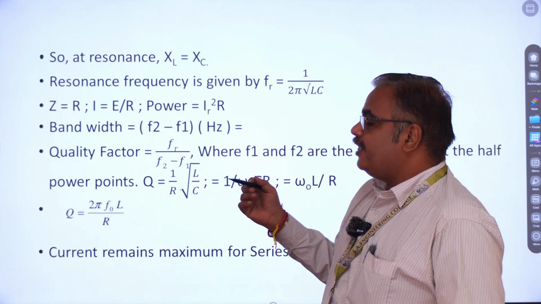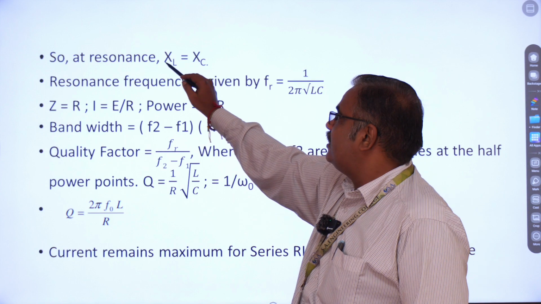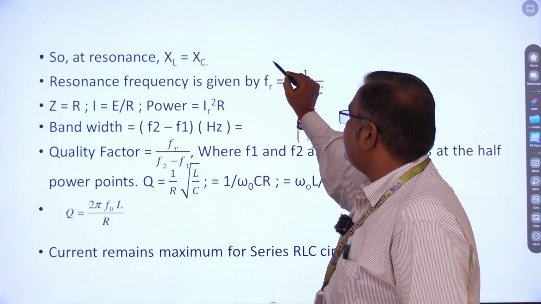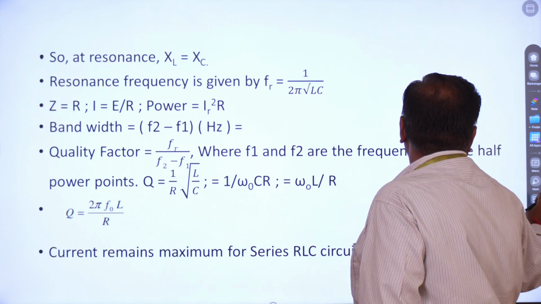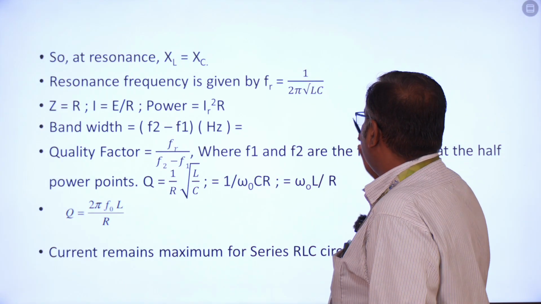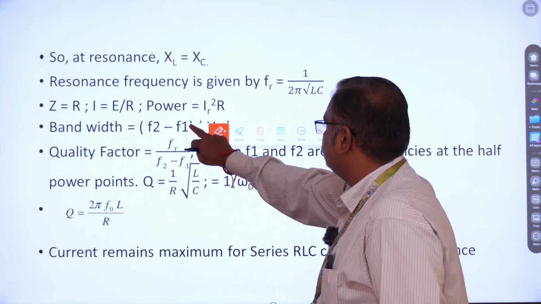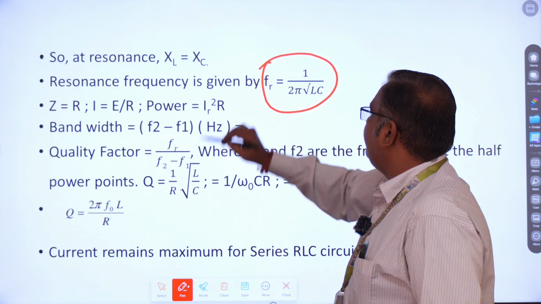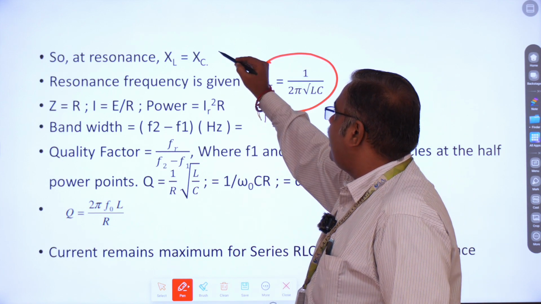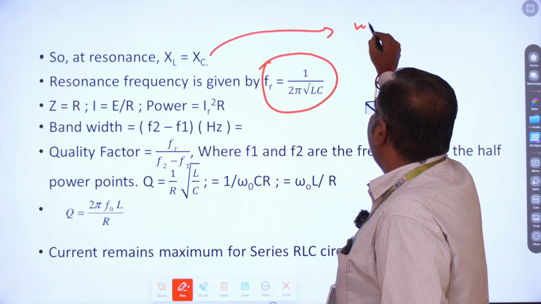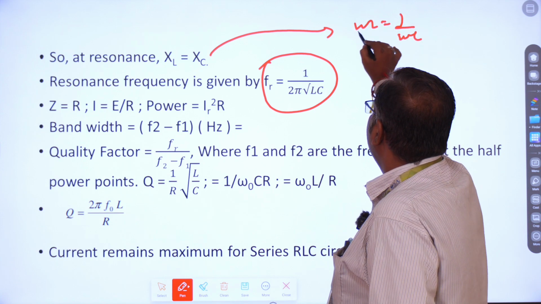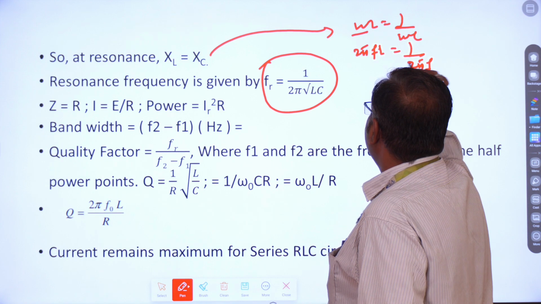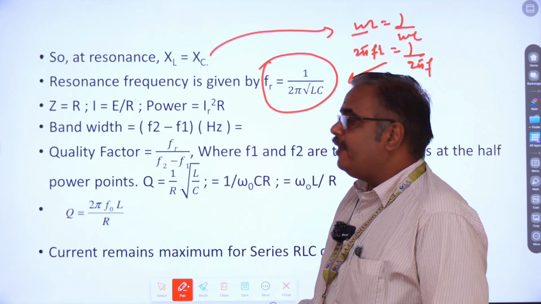Right. So now, as we discussed, I told you that the resonance condition for an RLC series circuit is XL equal to XC, and the resonant frequency. So the resonant frequency is FR equal to 1 by 2 pi root of LC. This will be obtained from this part where omega L is equal to 1 by omega C. So replace 2 pi FL, which is equal to 1 by 2 pi FC.